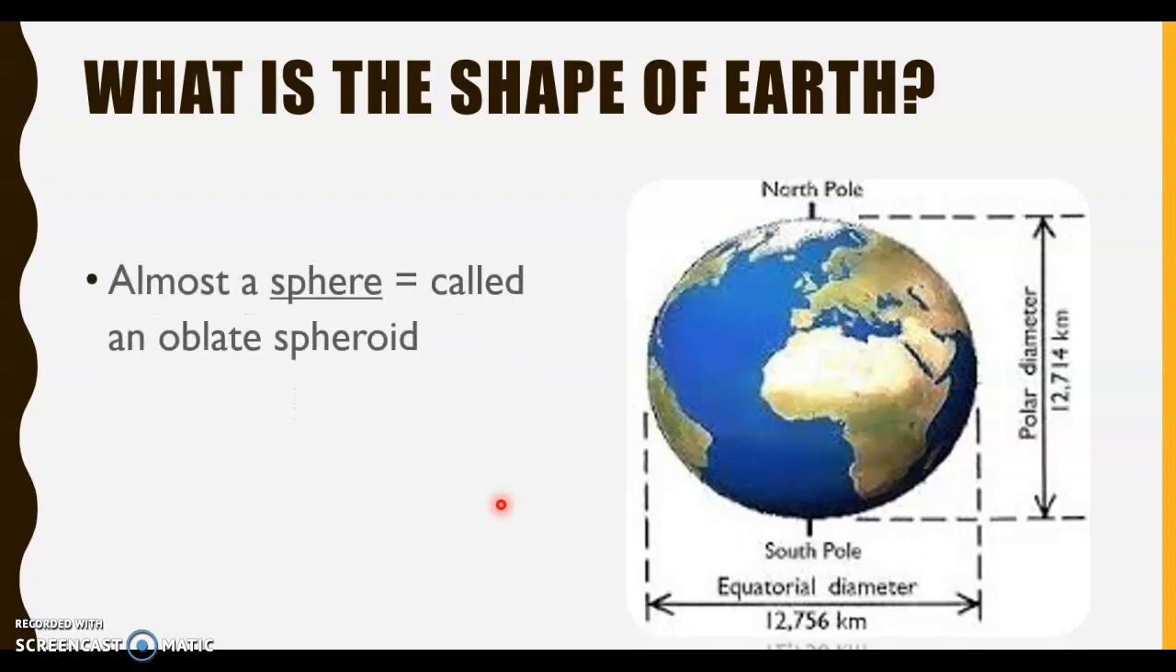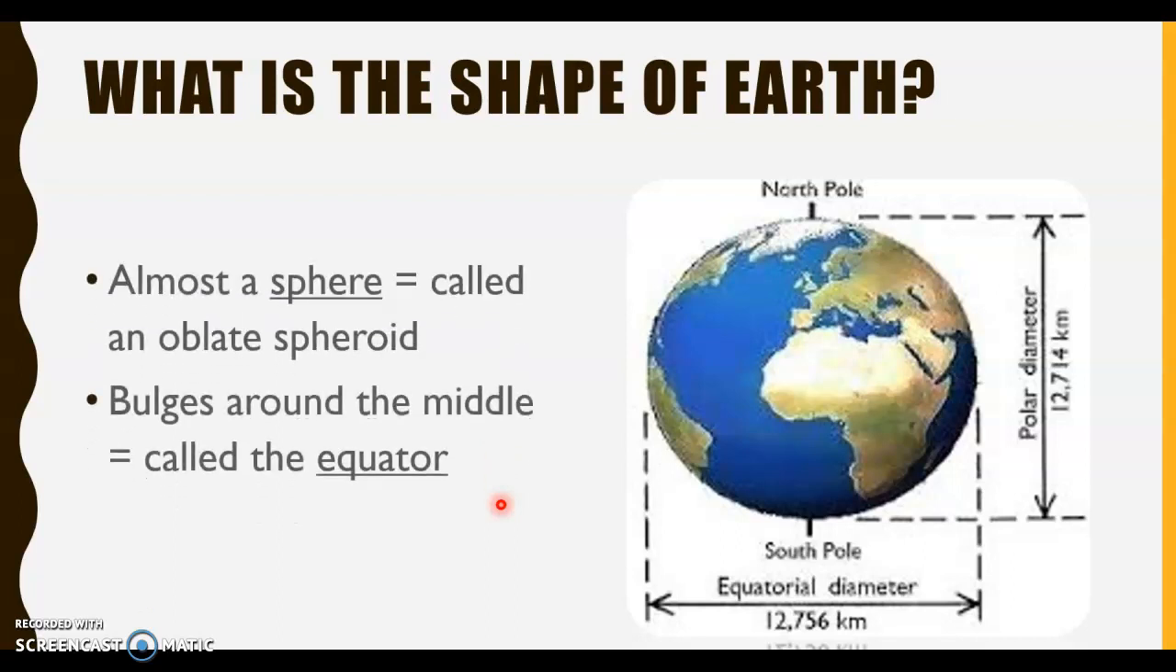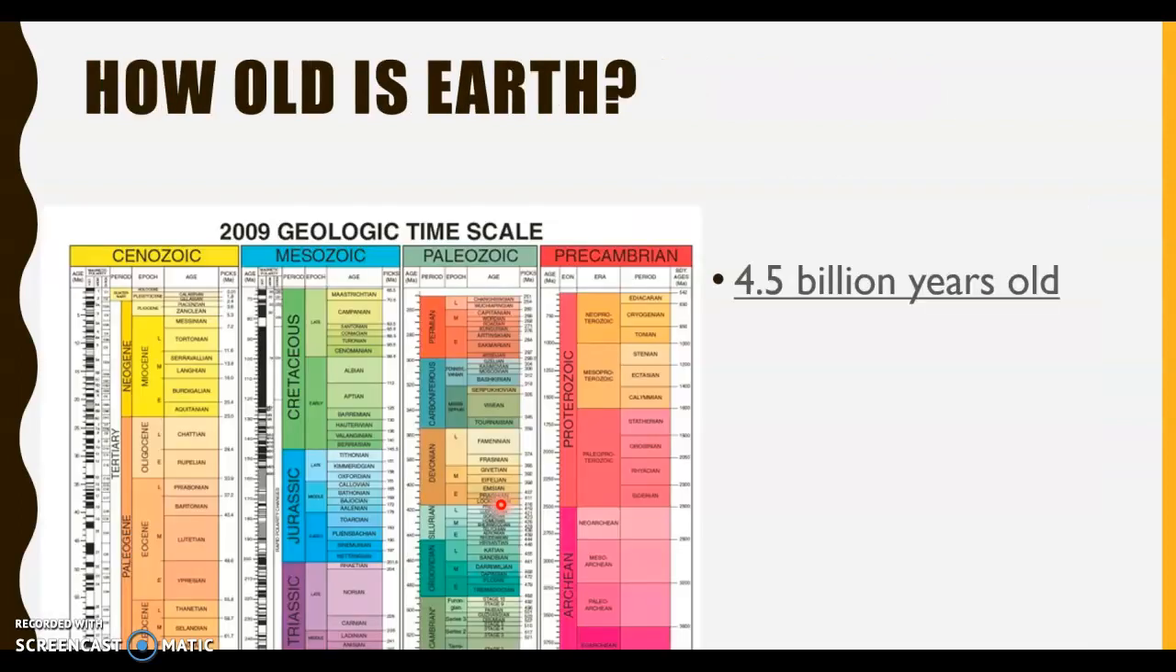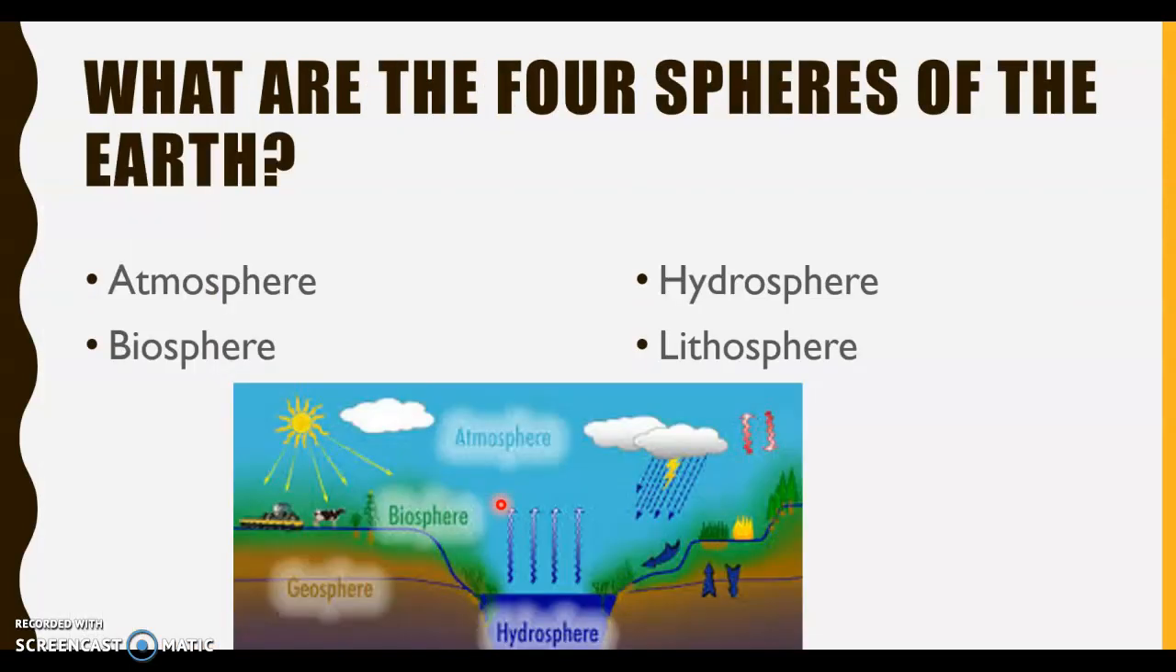The shape of the Earth, it's an oblate spheroid, all right? It's almost a sphere. It's not a perfect sphere. It bulges around the middle, and the middle is the equator. Earth is about 4.5 billion years old. There are 4 spheres of the Earth: the atmosphere, the biosphere, the lithosphere. Some sources will say 5. They'll include the cryosphere, but the cryosphere is really just a part of the hydrosphere.